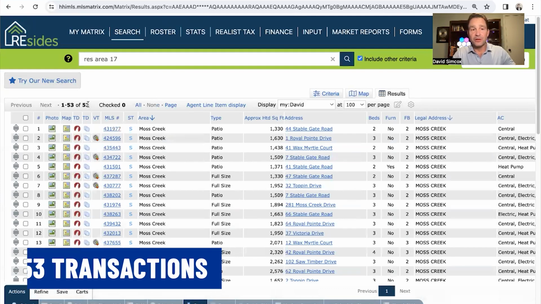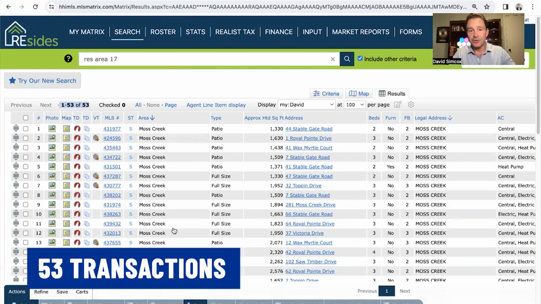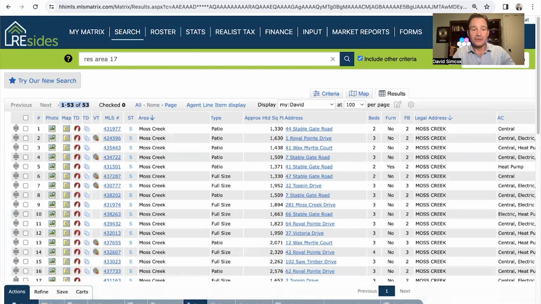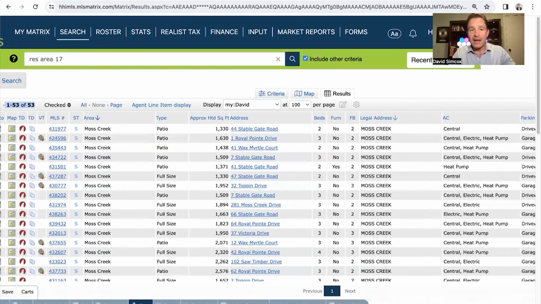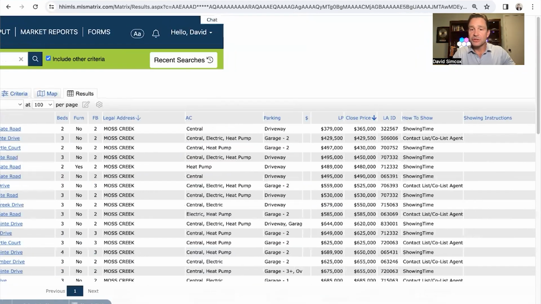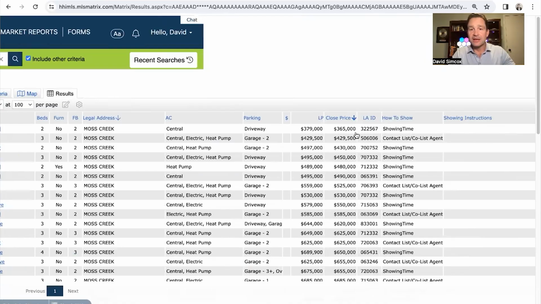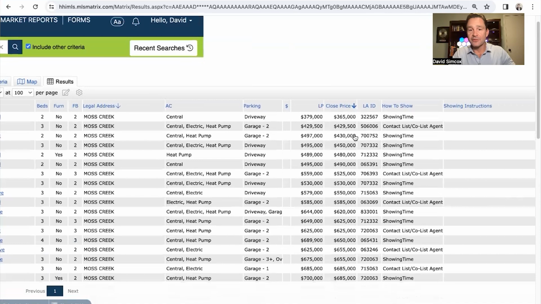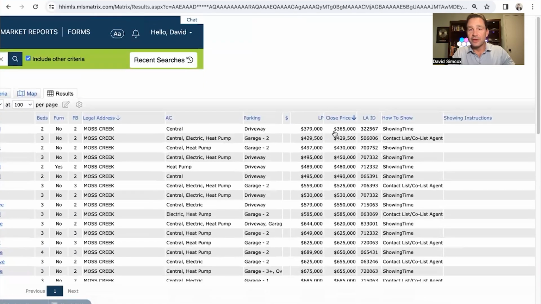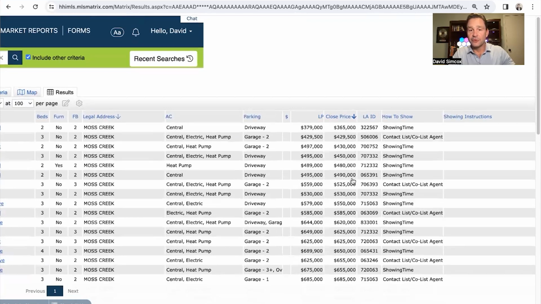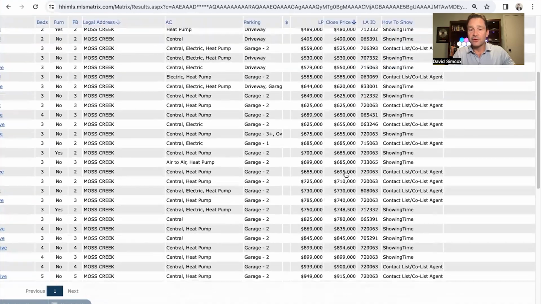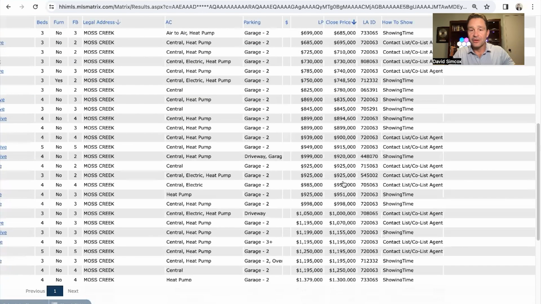Looks like 53 transactions, so 53 opportunities to buy over the past year. So that'll give you an idea of how many come up maybe over the next year. And quite a range in prices here. So that's one thing I really love about Moss Creek, is it almost has something for everybody. So you can see you can get in here. There was one transaction at $365, a small handful in the 400s, a couple in the 500s, quite a few in the 600s and 700s, 800, 900.